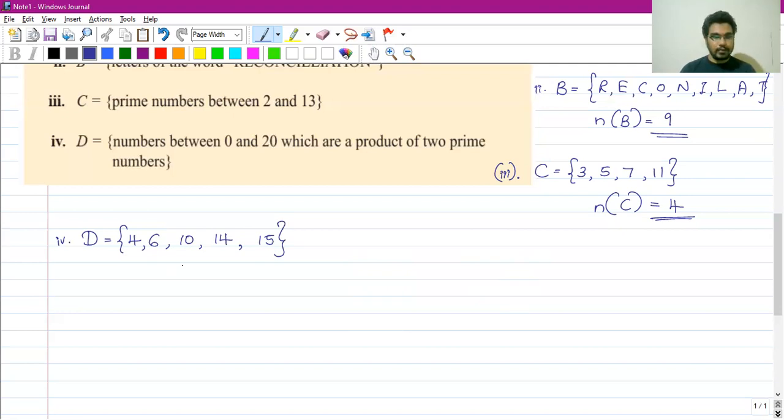Okay, so we can write number of elements in D, it is equal to 1 2 3 4 5. n(D) is equal to 5. So this will be the answer for this question.